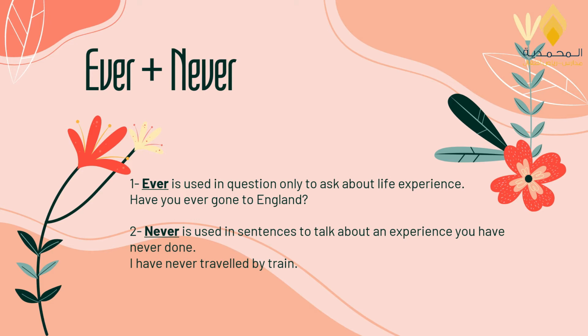So ever and never are two of the keywords that we use with the present perfect. Ever is used only in questions. Never is used in sentences to talk about an experience that you have never done, whereas ever is used in questions to ask about life experience.